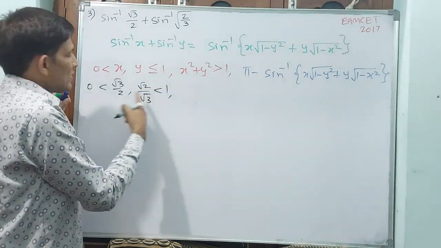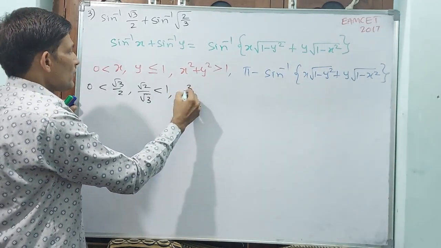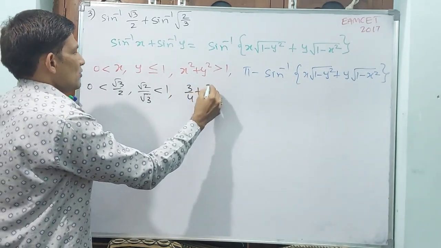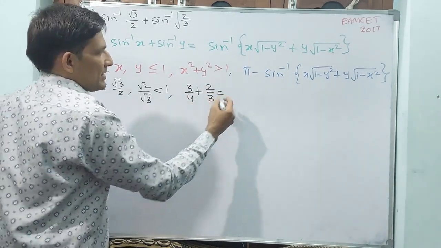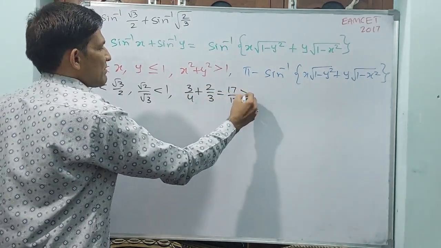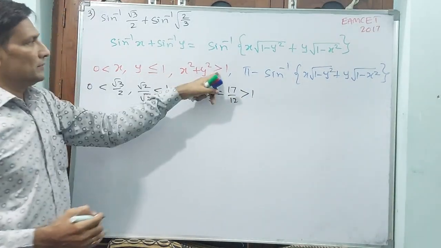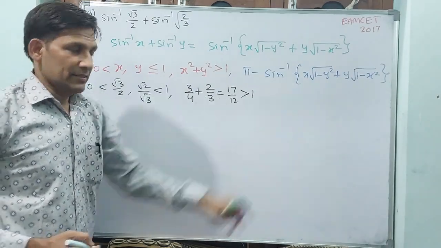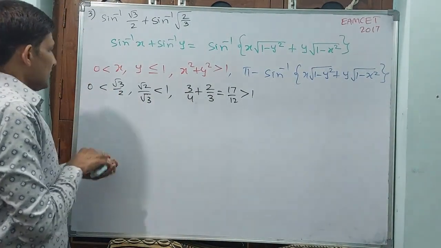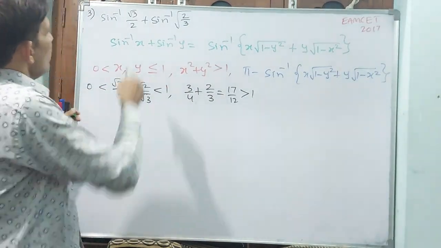See, x square plus y square means, see, 3 by 4 plus 2 by 3 is equal to, see, 9 plus 8, 17 by 12. 17 by 12 is greater than 1. Greater than 1. Then you go for pi minus. Then write down. That means, see, I am going for this now.